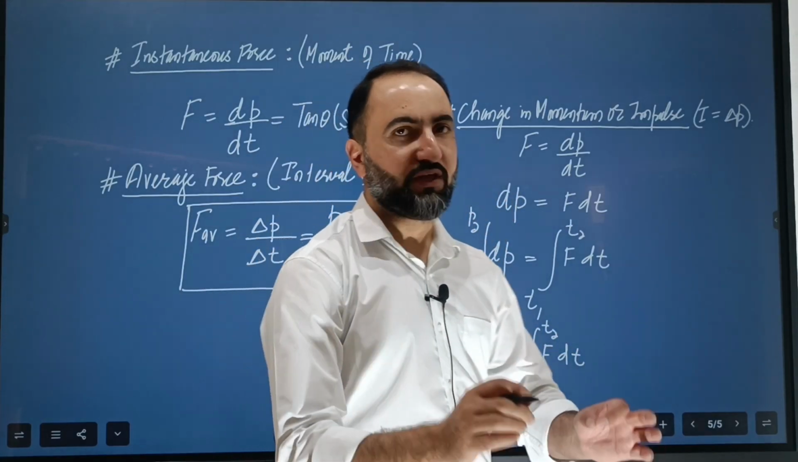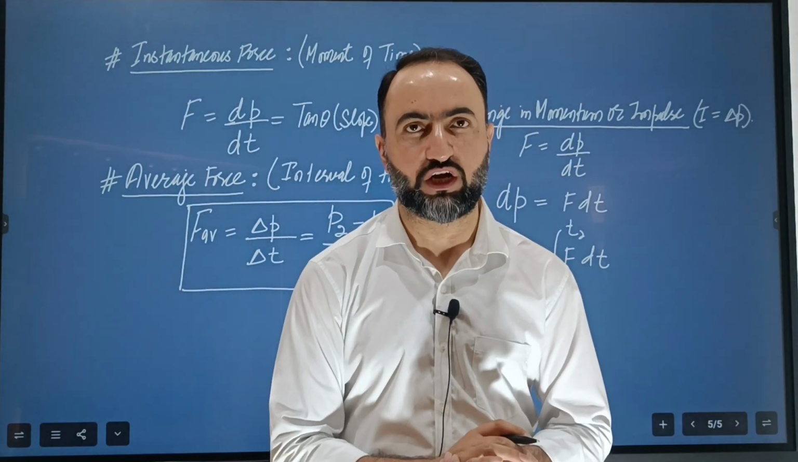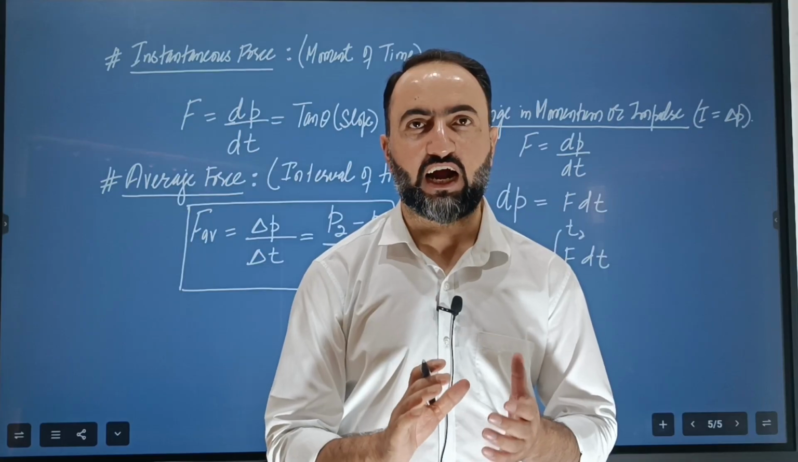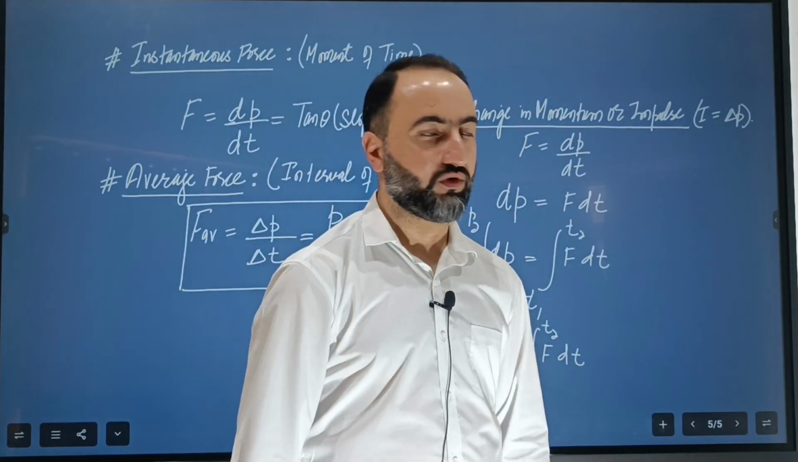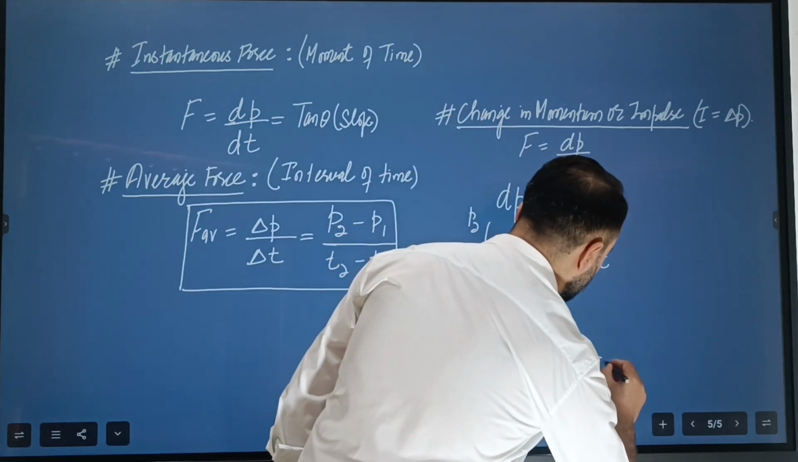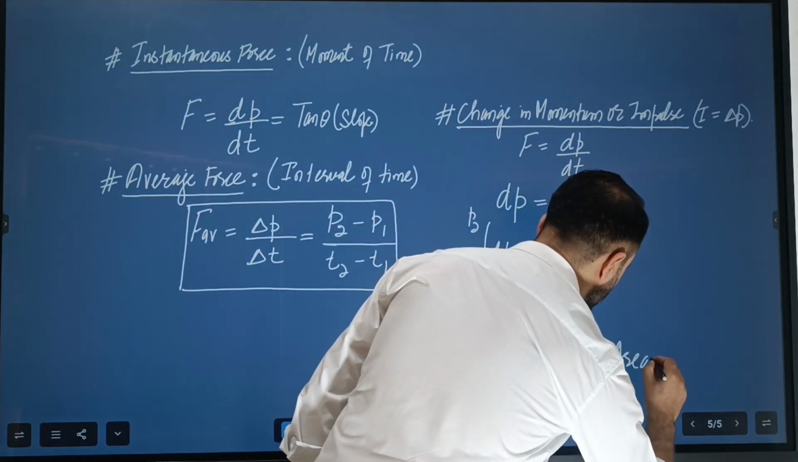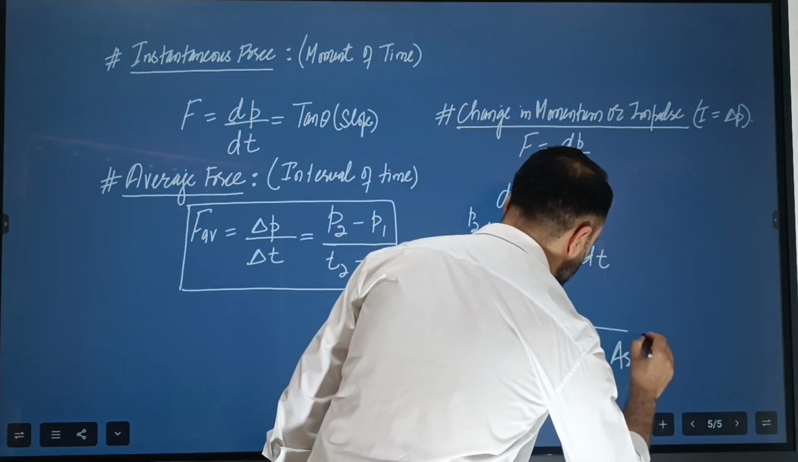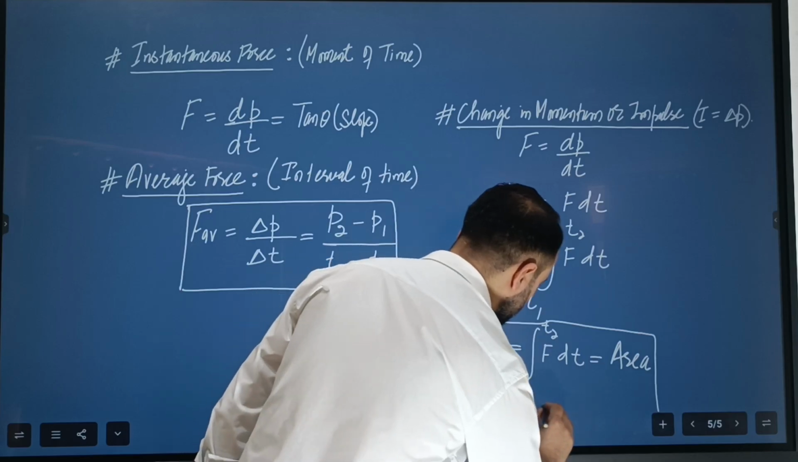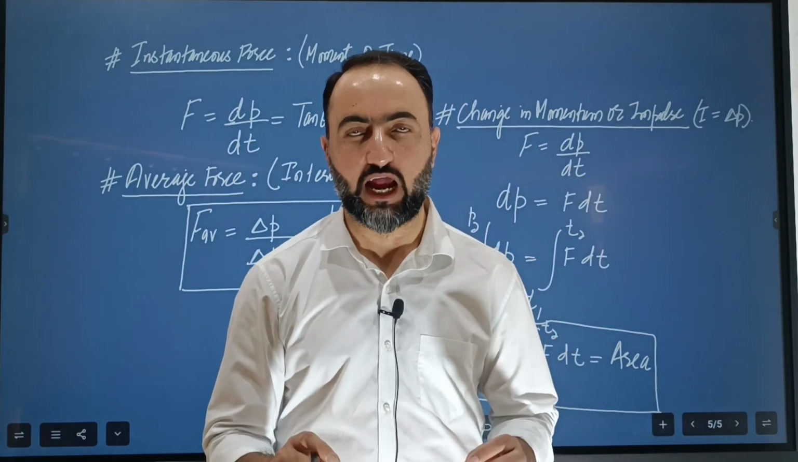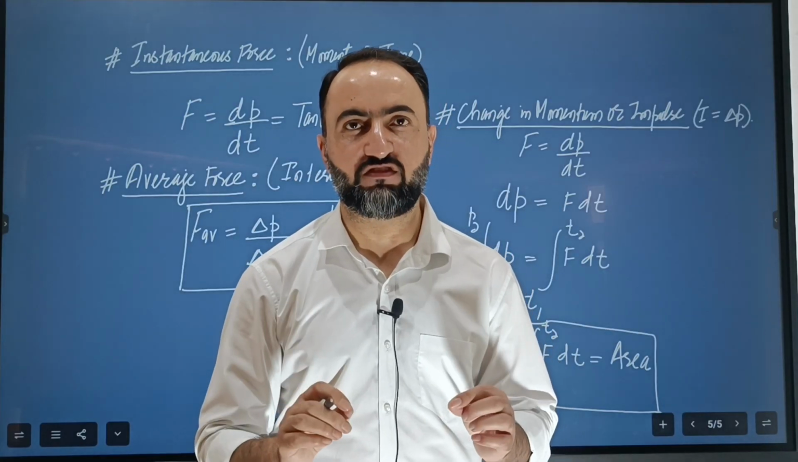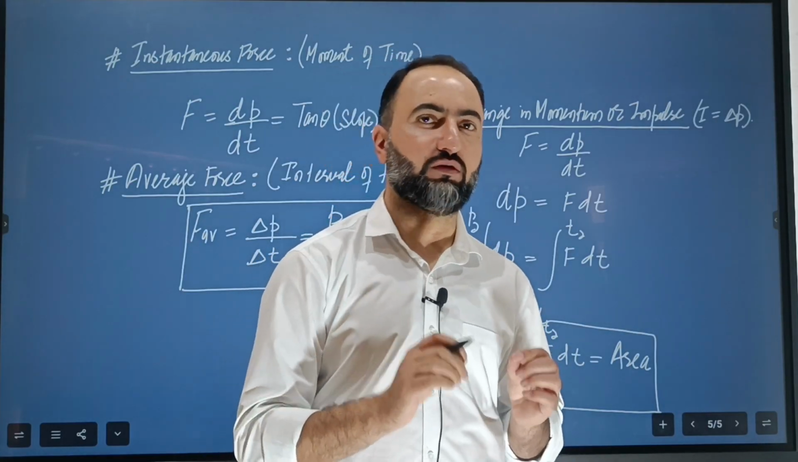Okay? Now here is one more concept you should know: the area under a curve is given by the integration, or integration gives area under a curve. So that means here I will write this is equal to area under the curve. Okay? So what does this area mean, beta? It means that suppose you have an F versus t graph. The area under the F versus t graph will give what? That will give change in momentum.